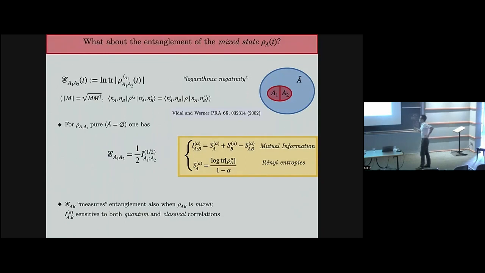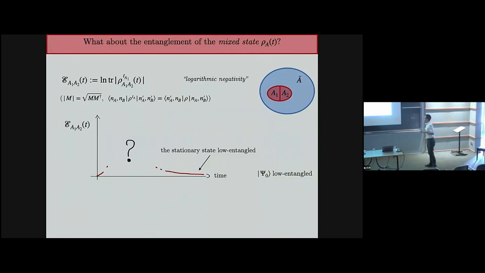The interesting part of this relation is that here we are saying that negativity is equal to mutual information, but as we heard also this morning, yes, negativity measures entanglement, but mutual information measures both quantum and classical correlation. So we expect that for a true mixed state, this relation would not hold. But what happens if I plot the behavior of negativity after a quench? Essentially, I expect something of this form. If the state is initially low entangled, I expect the beginning of the curve to be close to 0. But here, I also expect the late time part of the curve to approach a very small value.